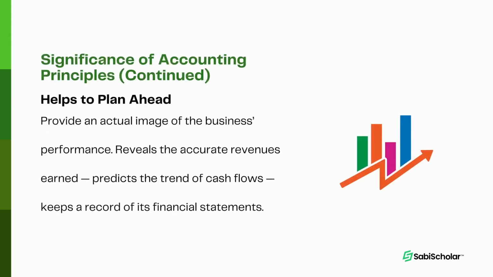Another thing we have to know is that it helps to plan ahead. Accounting principles provide an actual image of the business performance. You know that this is how the business is performing, and then it helps you to plan ahead because it reveals the accurate revenues and predicts the trends of cash flow in the business, which makes it easy for the business to keep record of its financial statements, which prevents it from skipping necessary information.